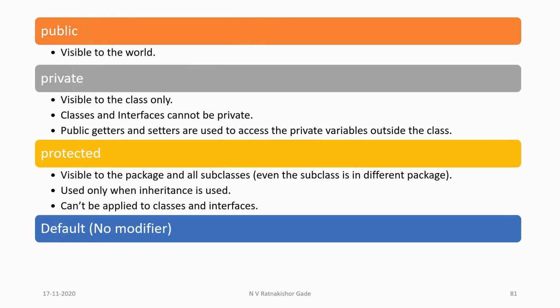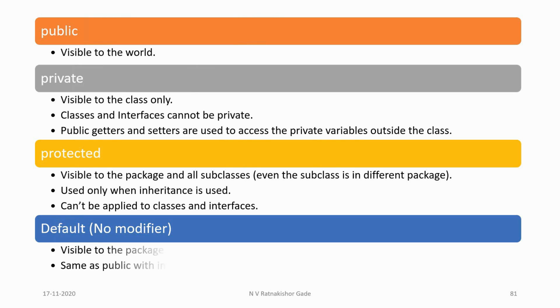Coming to protected, the visibility of a protected member is limited to that package as well as all its subclasses. Even if the subclass is available in a different package, a protected member can be accessed from that subclass. So remember guys, whenever there is an inheritance relationship between the classes, obviously you can go with protected access modifier without considering whether both are in different packages or in the same package.